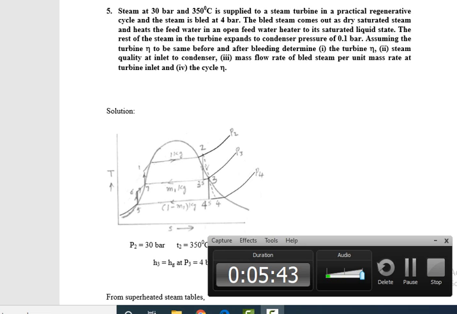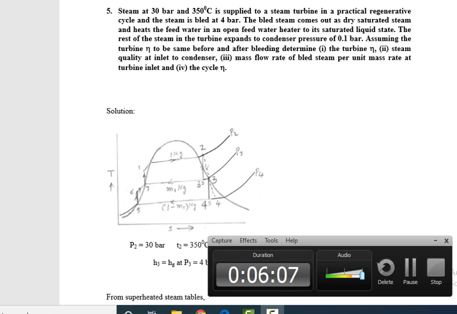First of all, in the turbine section the pressure is 30 bar. In the blending section the pressure is 4 bar, and in the condenser section 0.1 bar. From this data you have to find out the turbine efficiency, the steam quality at inlet, and then the mass flow rate and the cycle efficiency.